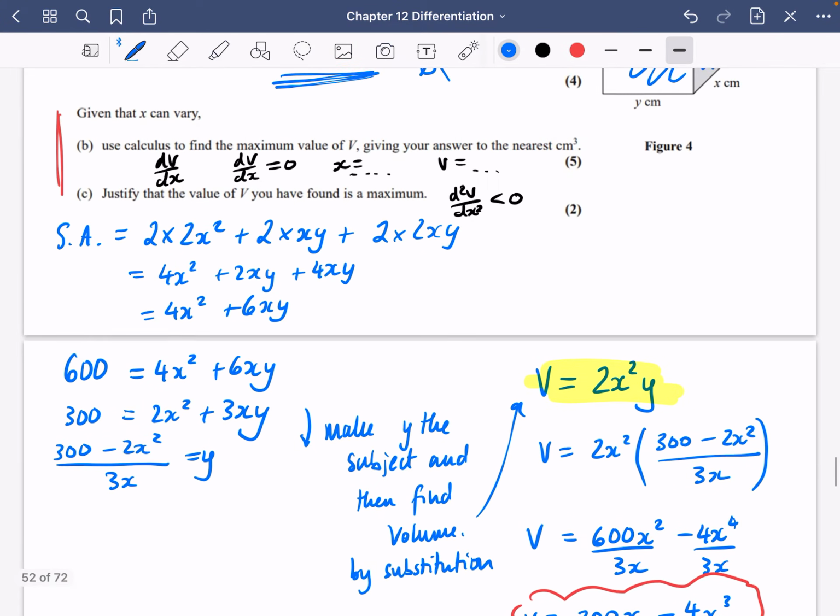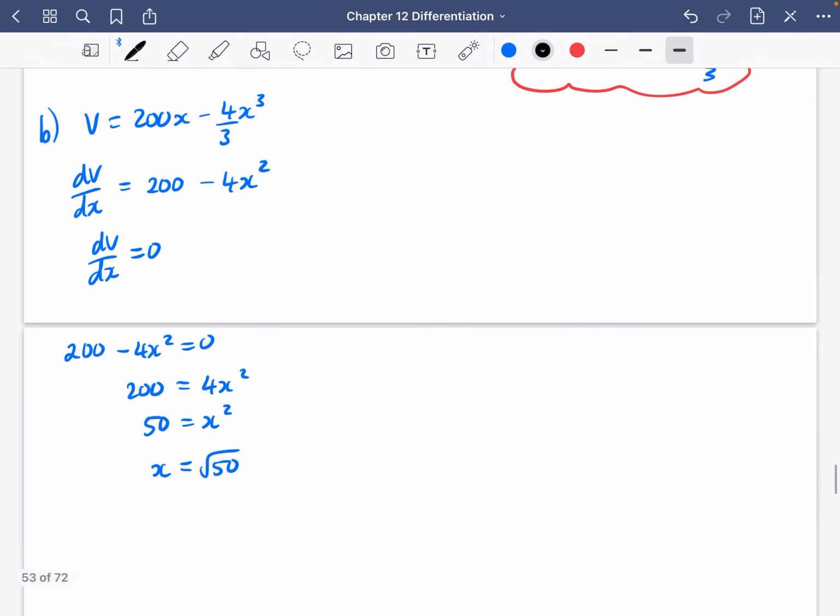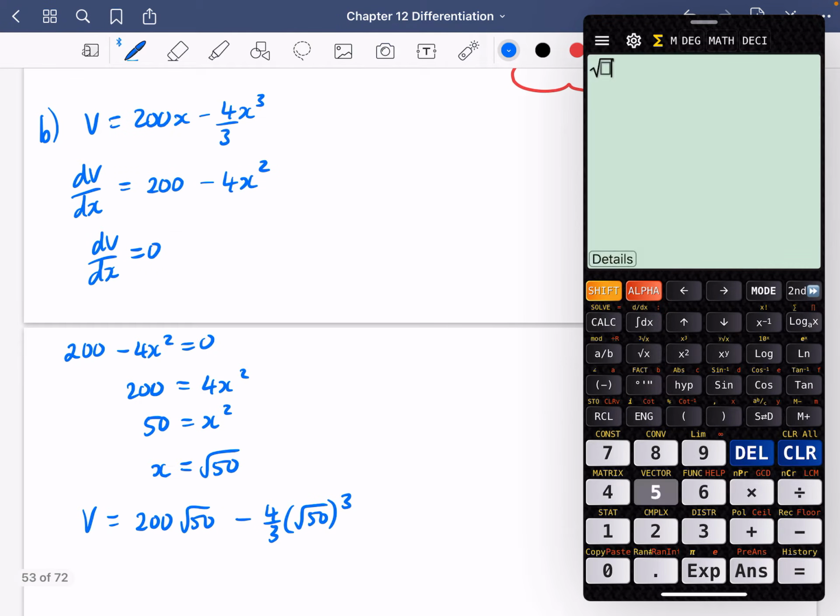But that's not what it wanted. They want us to find out the maximum value of V. And we've done a couple of these bits. We found dV by dx, we made it equal to 0, we found out what x is. We now need to find out what V is equal to. So let's go back. We're going to use our formula that's at the top. So V is equal to 200 multiplied by root 50 minus 4 over 3 times root 50 all cubed. So I'm going to go to my calculator. I'm going to put in root 50 as my answer. I'm going to do 200 of the answer minus 4 thirds multiplied by my answer. Whoops, not squared, but cubed.